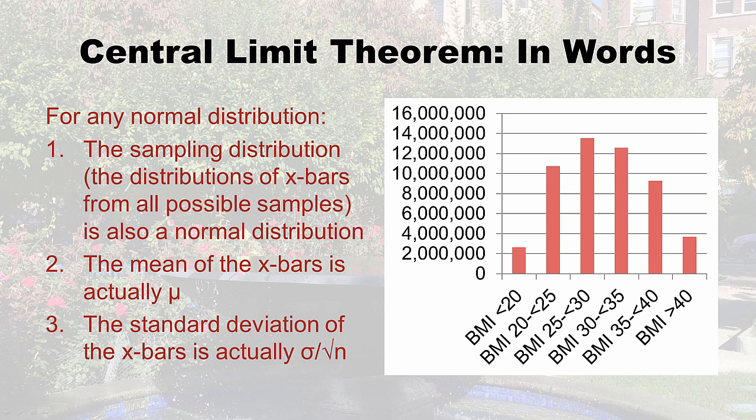Now here's the next part, 3. The standard deviation of all those x bars is actually the population standard deviation divided by the square root of whatever n you picked. So in other words, if you have the whole population data and you just found the standard deviation, you just have the standard deviation. But if you took all those x bars and found the standard deviation of those x bars, that would equal the population standard deviation divided by the square root of whatever n you used to get all those x bars. Again, sounds really proofy and theorem-y, but that's the third part of the central limit theorem in words.